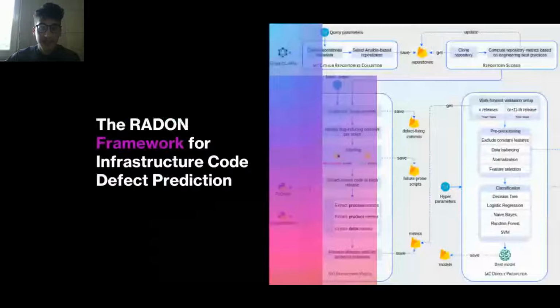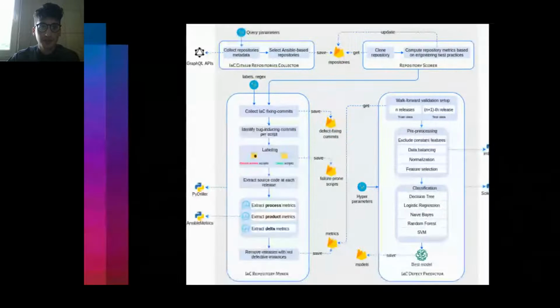The objective, as I said, was to propose this framework that we call the Radon framework for infrastructure as code defect prediction. It consists of 4 main components. I will be glad to discuss with you later offline if you like.